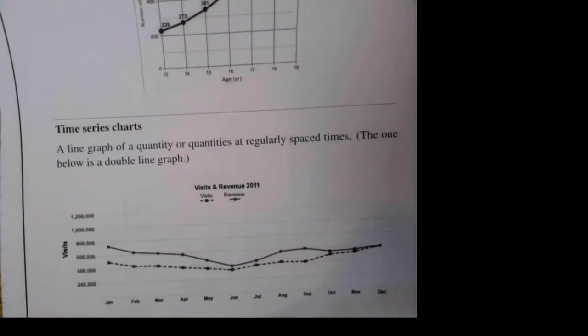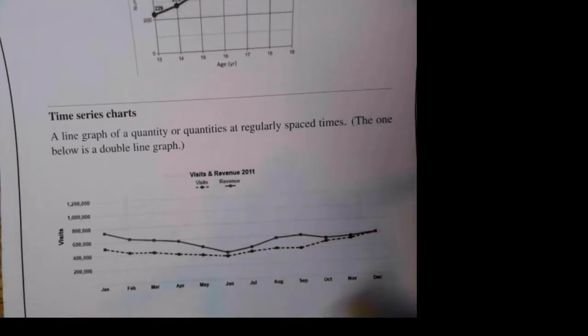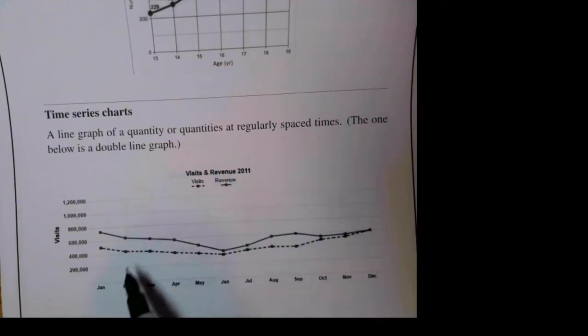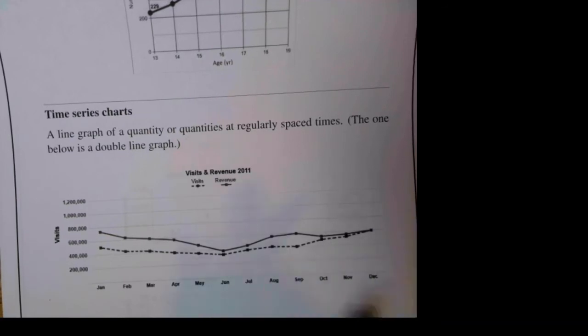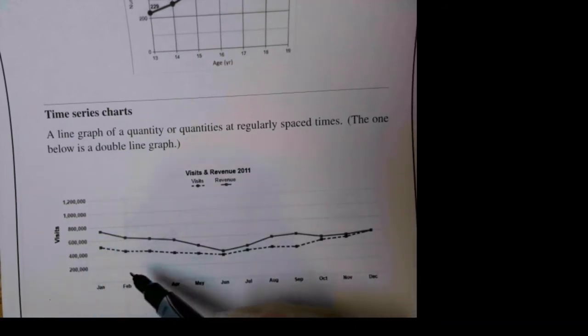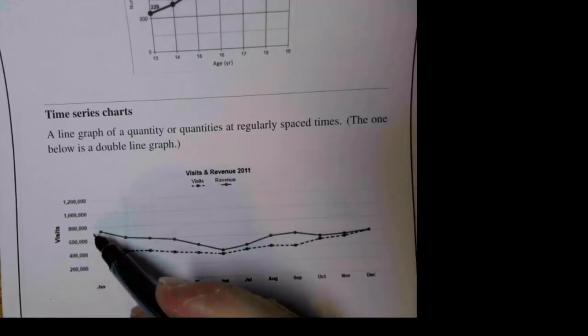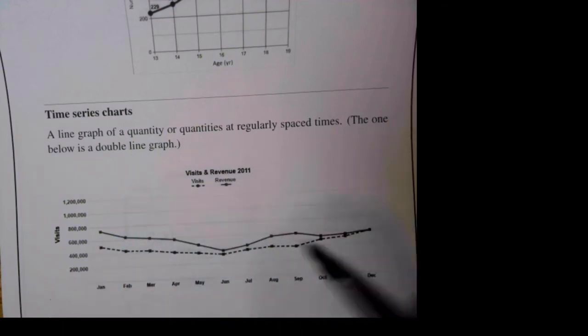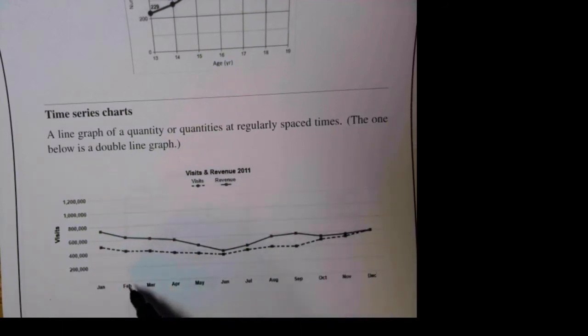Just want to say a word about time series charts. Some time series charts are just line graphs, but they've got a special thing about them. The points on the x-axis here are regularly spaced times, like January, February, March, April, and so on. These are one month apart. A time series usually represents the measurement of some quantity. Here we have two different quantities plotted together. The measurement of some quantity at regularly spaced times.